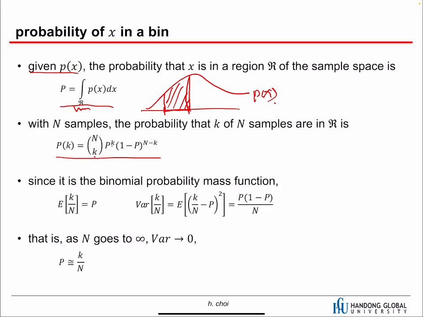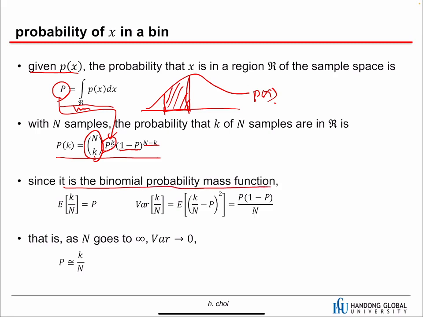And one sample is in the region with this probability. Okay, so first we have to select k samples out of n. So we have n combination k. And then since k samples are in the region, so we have p to the power of k. And then n minus k samples are out of that region. So the probability that x is not in the region is 1 minus p. So we have 1 minus p to the power of n minus k. And this is the binomial probability mass function.